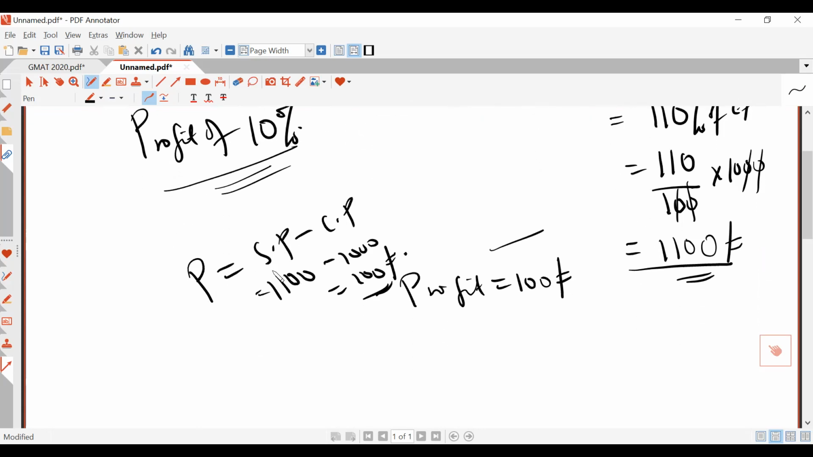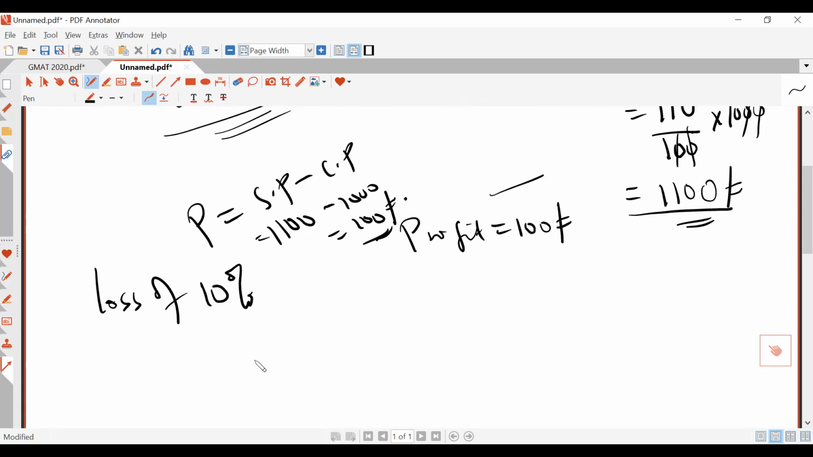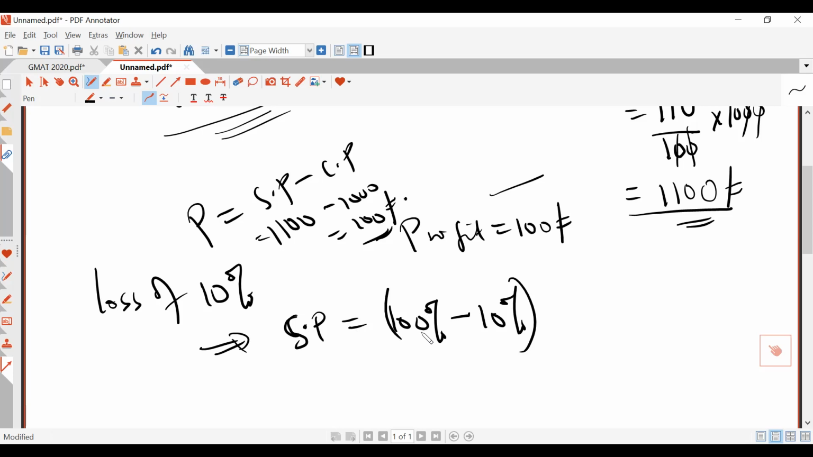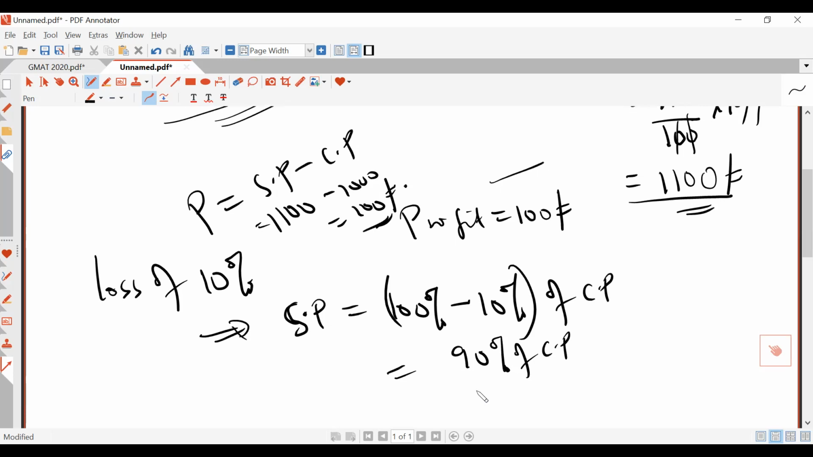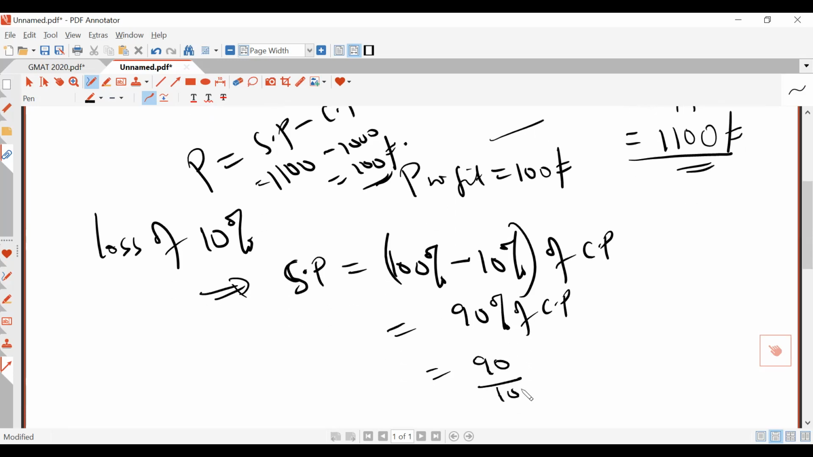What if you have made a loss of maybe, for example, 10%? It means that for this case, our selling price will be equal to 100% minus 10% of the cost price. And this is the same as 90% of the cost price, meaning therefore that this is the same as 90 over 100 times 1,000. So when these zeros cancel out, we remain with our answer as 900.